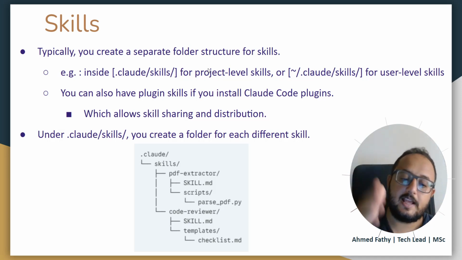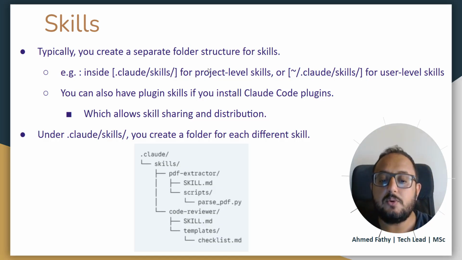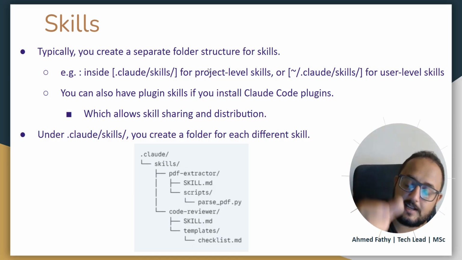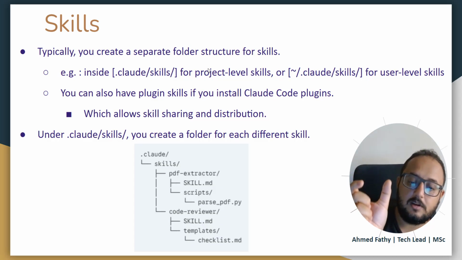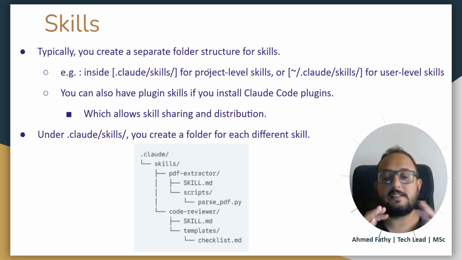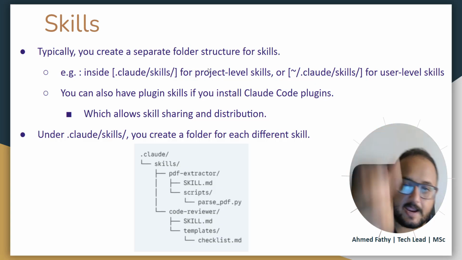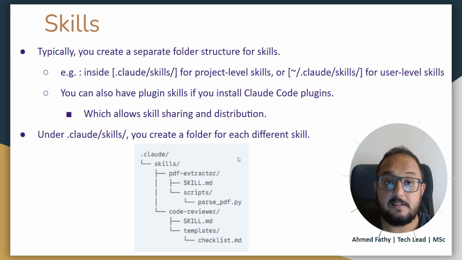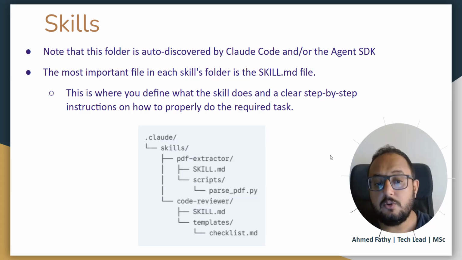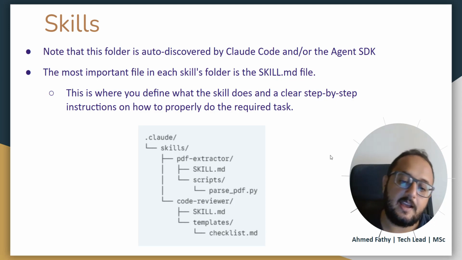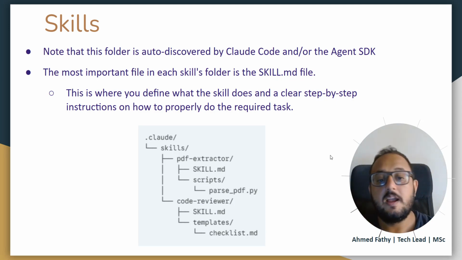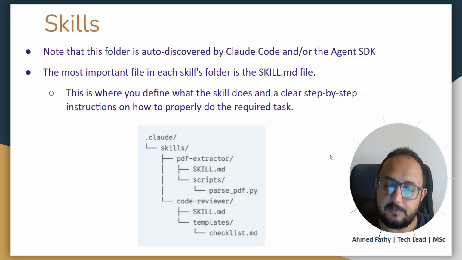So under .claude/skills in this specific example, you create a folder for each different skill. So for example, you can have a folder called PDF extractor for the skill responsible for how you want to extract stuff from a PDF. Another folder called code reviewer, and so on. So this right here is the folder structure. Note that this folder is auto-discovered by Claude Code and/or the agent SDK, and this is why you should follow this format. The most important file in each skills folder is the skill.md file.